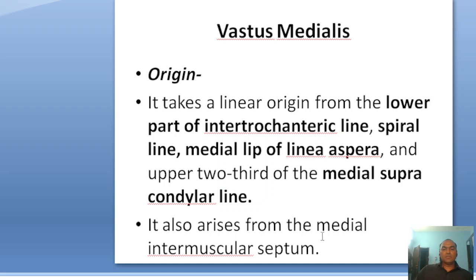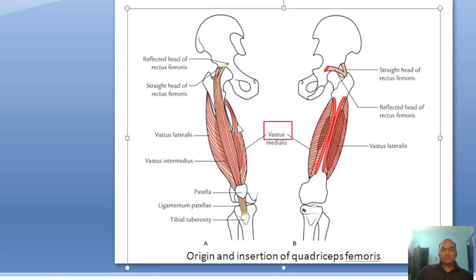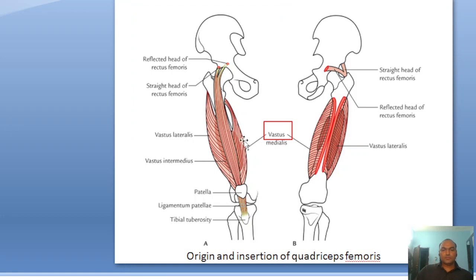It also arises from the medial intermuscular septum. This is the vastus medialis muscle. So this is the origin of vastus medialis: the lower part of the intertrochanteric line, then the spiral line, continuing with the medial lip of the linea aspera, then continuing to the medial supracondylar line. So this is the origin.